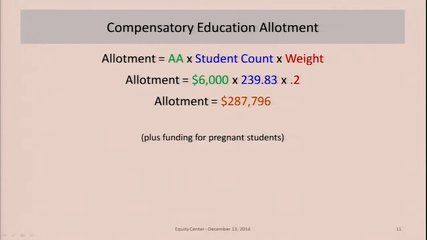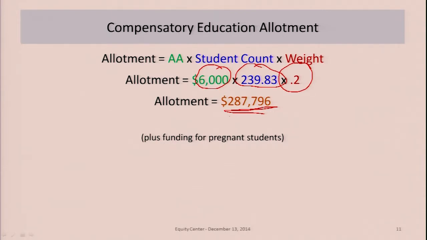Now, just taking those three factors, we have an adjusted allotment that we've assumed of 6,000. We just calculated the best six-month average of free and reduced lunch count kids, and there's the weight for Comp Ed at 0.2. You just multiply those three numbers together, and there's your allotment for your compensatory education.